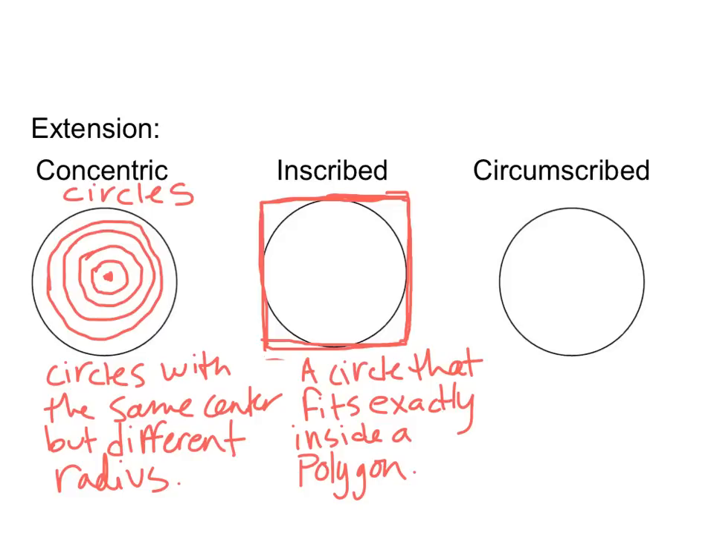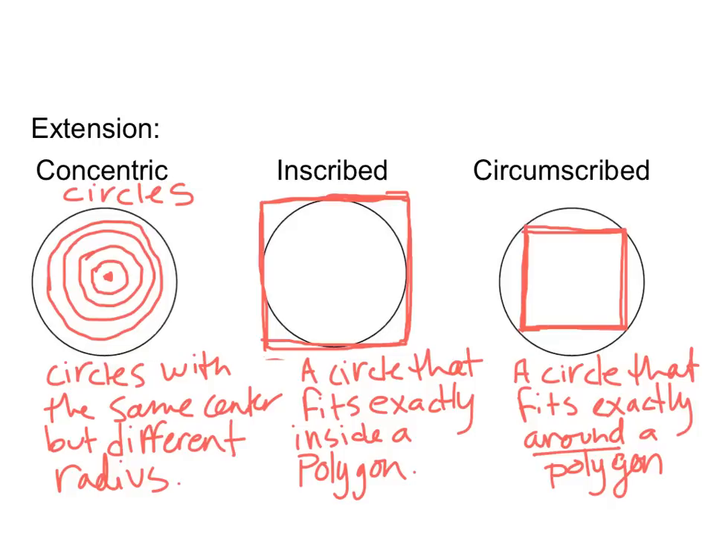And finally, circumscribed is like the opposite of inscribed. And that's when you have a circle that completely surrounds a polygon. So let's say we'll do a square again. And that would be a square that fits exactly inside the circle. And I didn't make that touch, although it should have, like that. And I should probably tell you that there are more formal definitions of inscribed and circumscribed, but these are good enough for a 6th grade level.